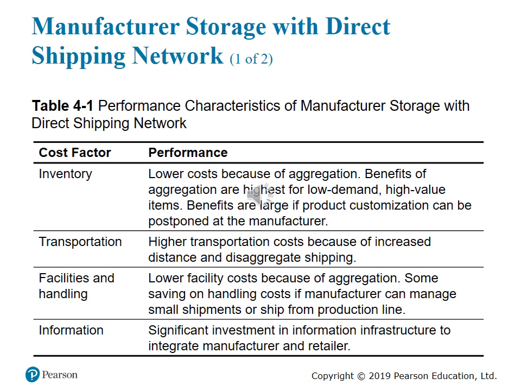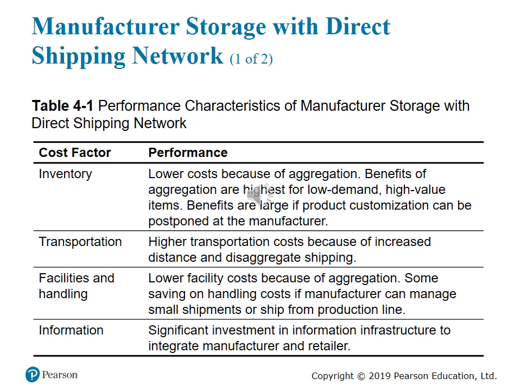When it comes to transportation, higher transportation costs. Why? Because we ship directly to customers and normally we have long distances, increased distance and disaggregate shipping, and we need to ship directly without aggregating different shipments in the same direction. Facilities and handling, lower facility costs because of aggregation. So we don't have several sites to take care of. We just have one site which is related to the manufacturing site.